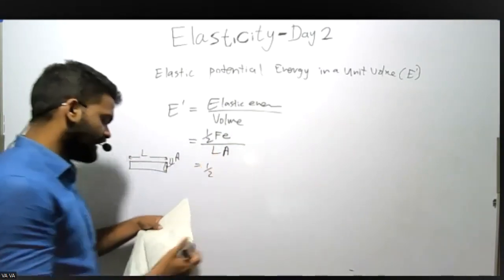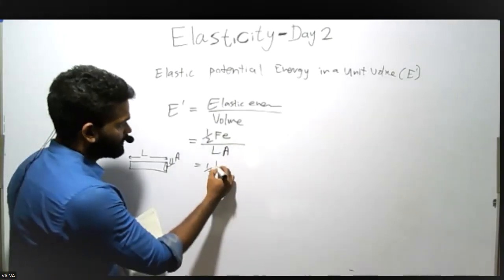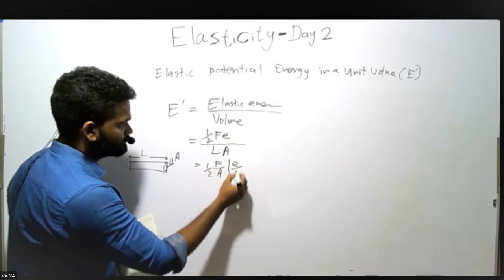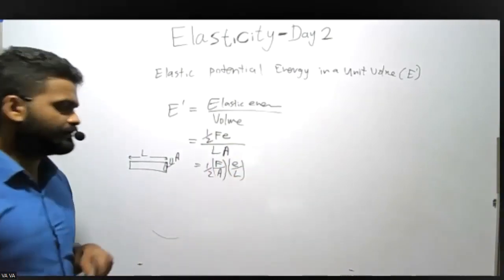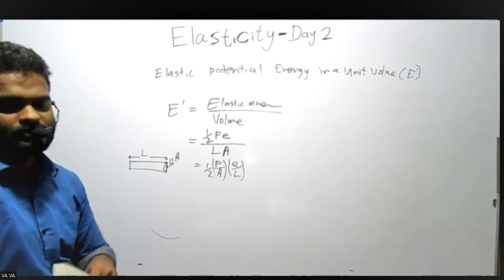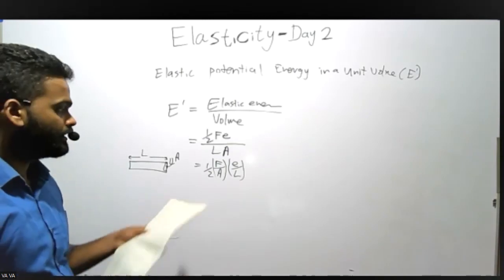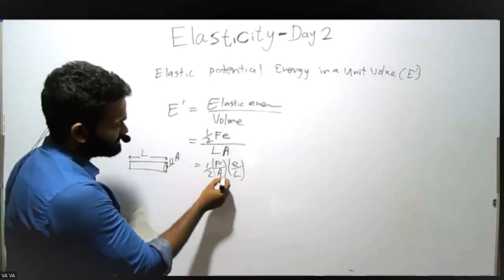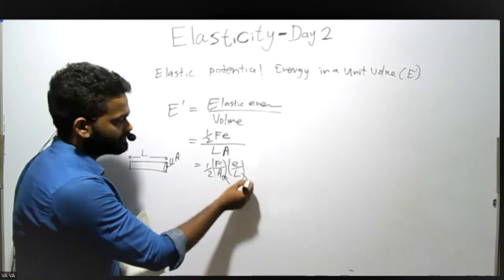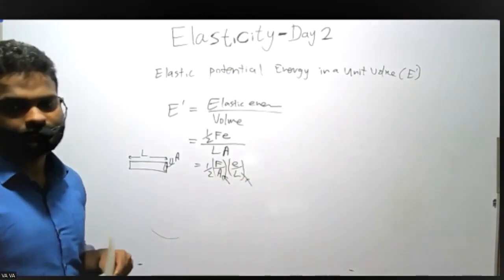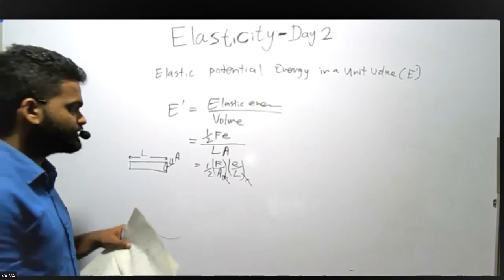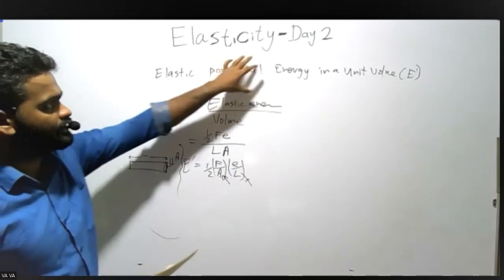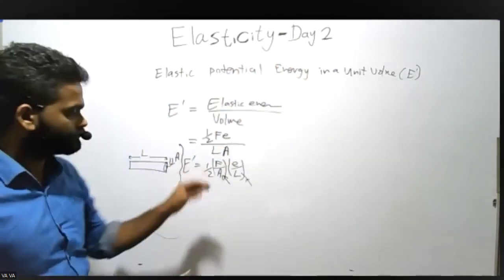Half, I can arrange this equation like this: F divided by A, E divided by L. So what is F divided by A, E divided by L? Those are just two words, right? We discussed that at the last class. So this is tensile stress, and this is tensile strain. Tensile stress and strain times half. So you can find elastic potential energy in a unit volume. So that is this much.